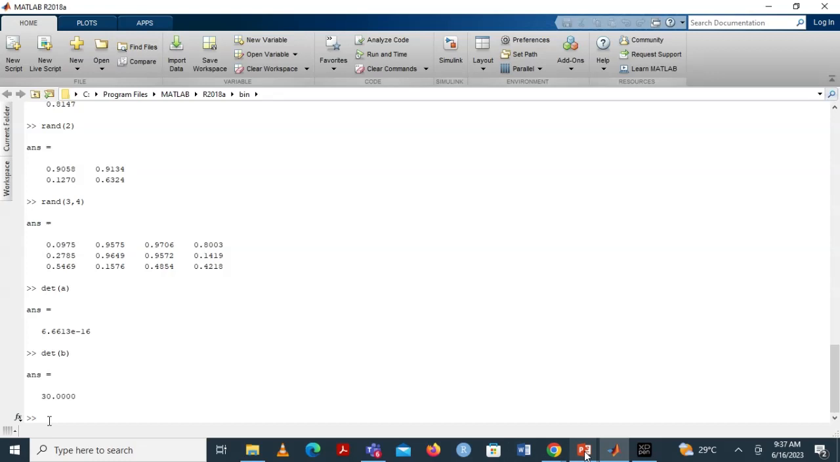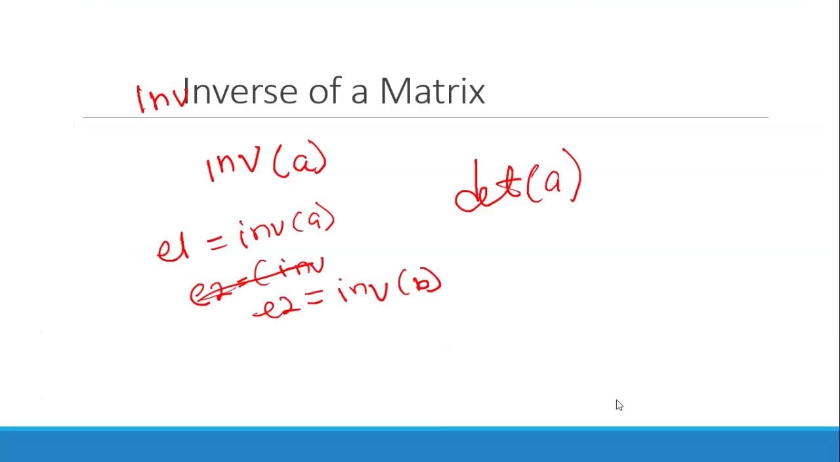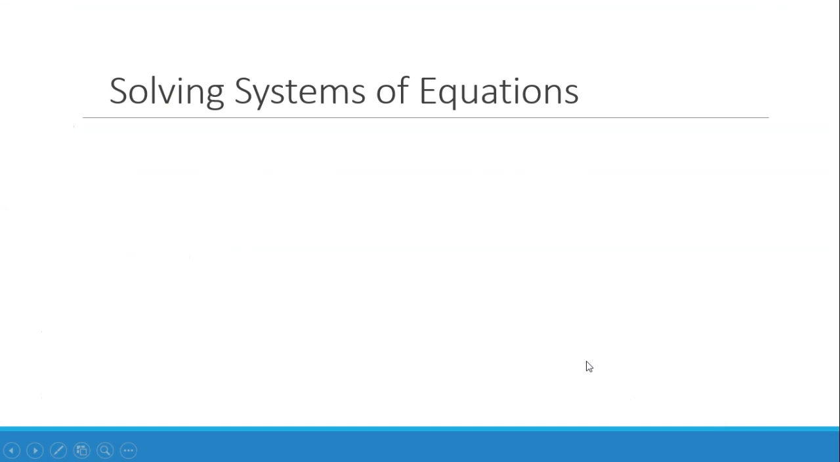Now the last thing we're going to look at is solving a system of equations. In the field of engineering, most of the time you'll end up with a system of n equations with n unknown variables, and you need to solve them. Matlab can help you solve this easily. So now let's consider a system of equations.